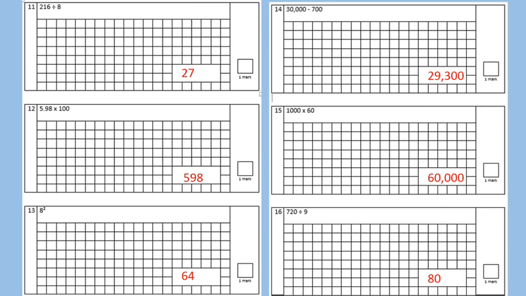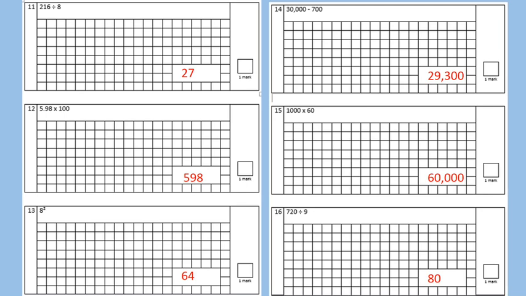Number 15, we've got 1,000 times 60. Now again, remember, if you're timesing any number by 10, 100 or 1,000, it just means that each digit in that number gets bigger by the amount of zeros. So for example, there are 3 zeros in 1,000, so we are going to move the 6 and the 0 both up 3 place value columns, which would give me the answer 60,000.